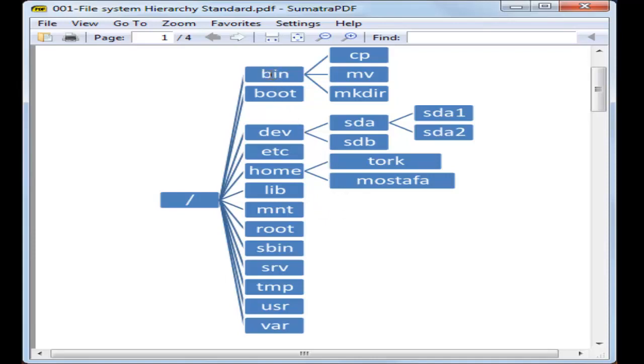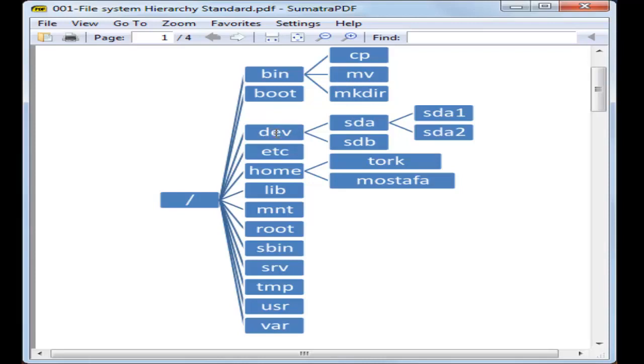For example, here the bin directory contains binary files and common Linux commands used by all users, such as the cp command, the mv command, the mkdir command. And of course we will learn those commands during the course.